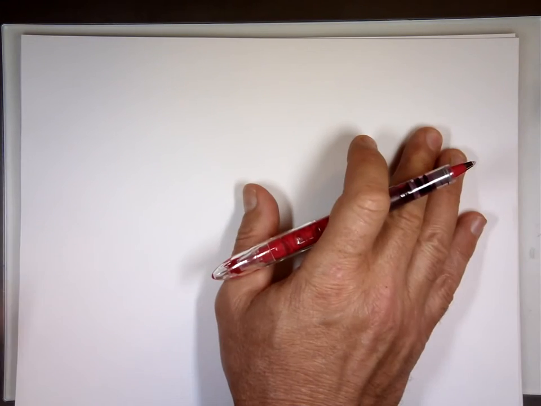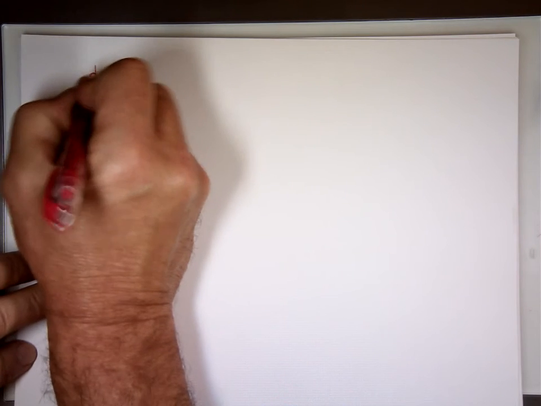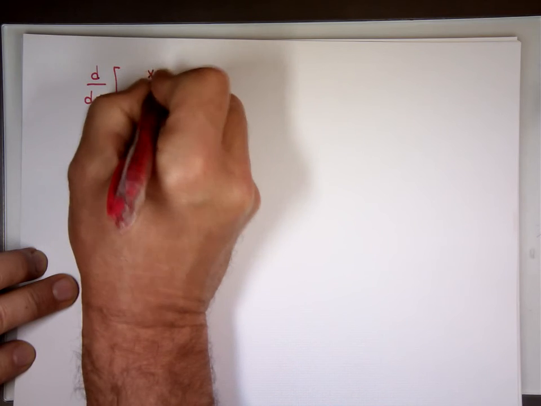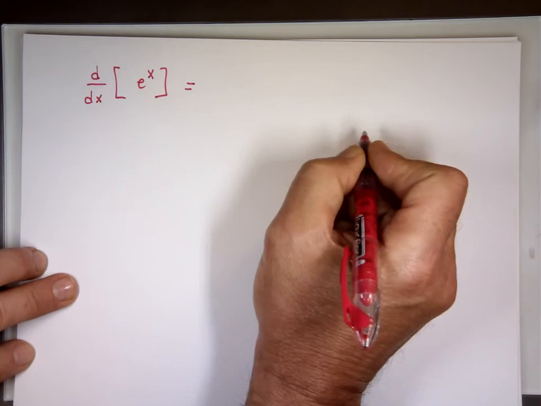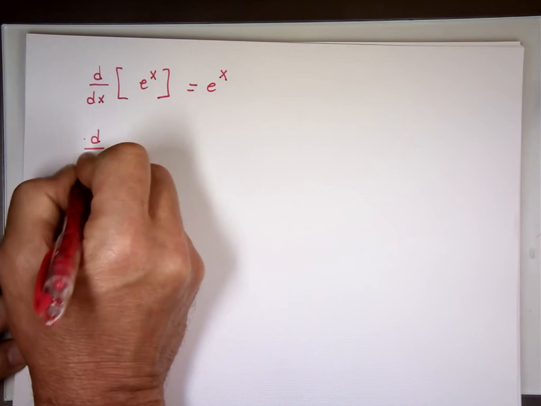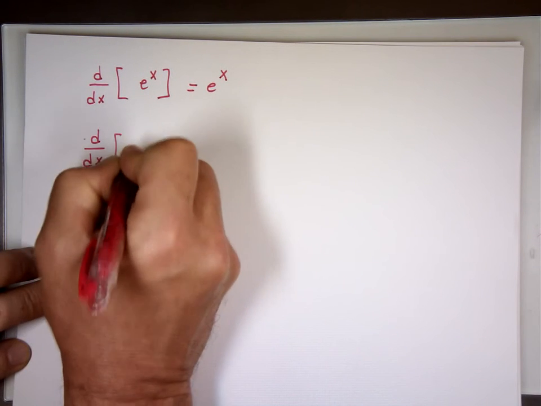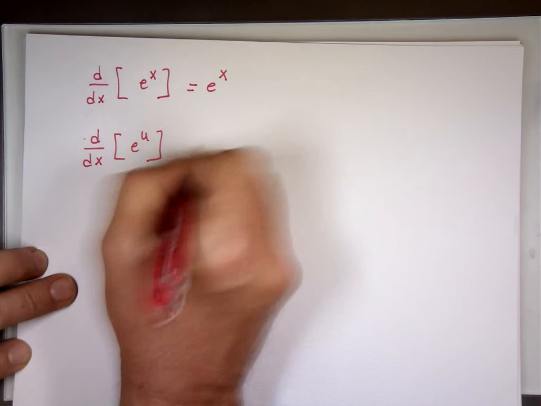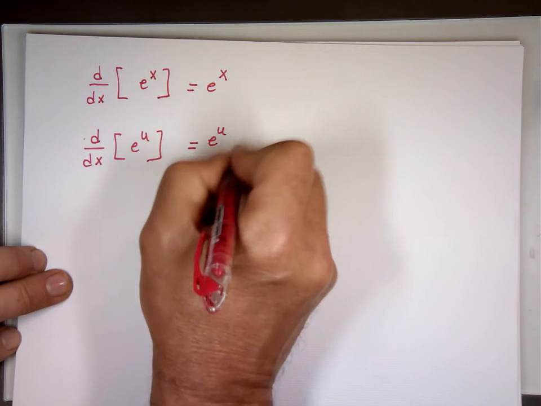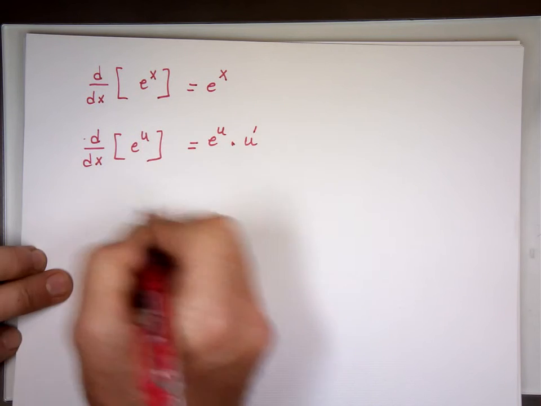What's the derivative? Let me refresh your memory here. What's the derivative of e to the x? e to the x, good. What's the derivative of e to the u? e to the u times what? u prime, or the derivative.